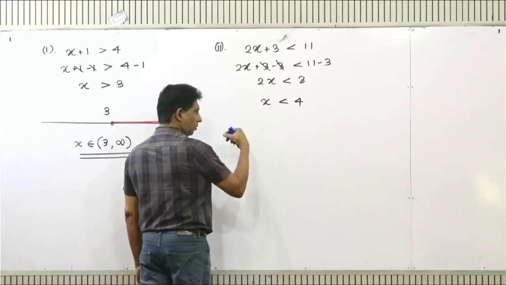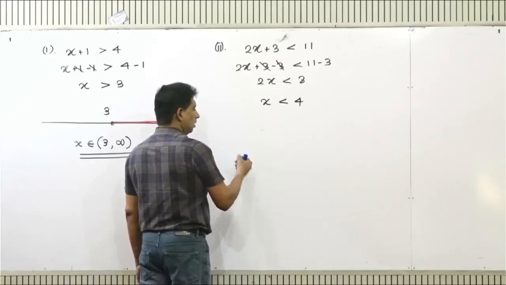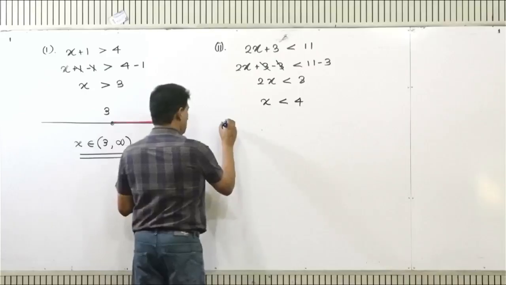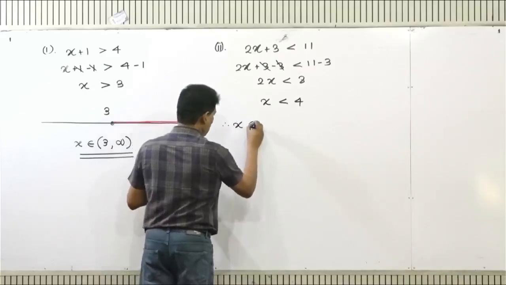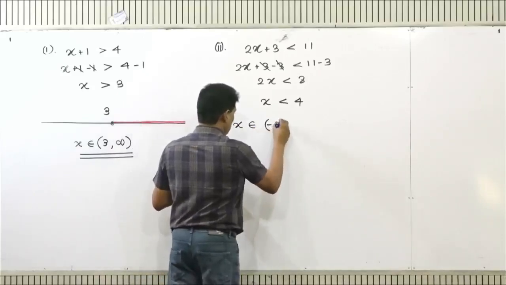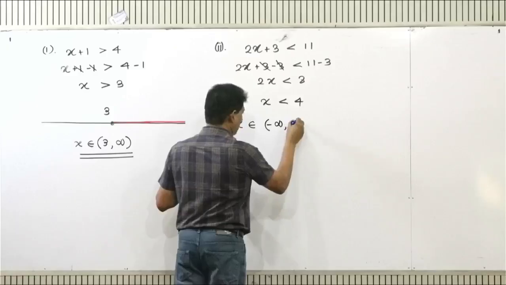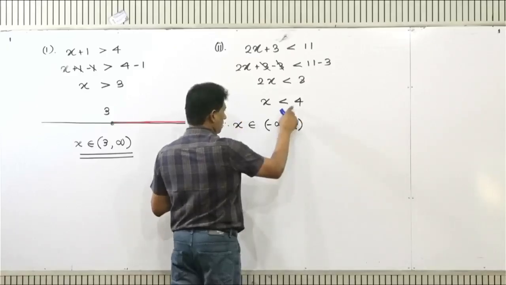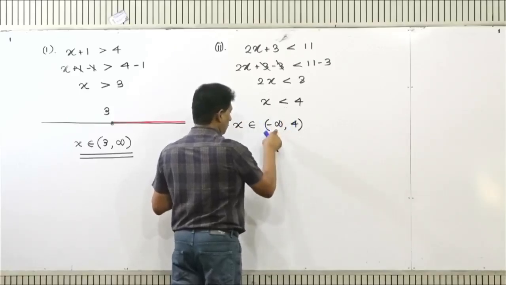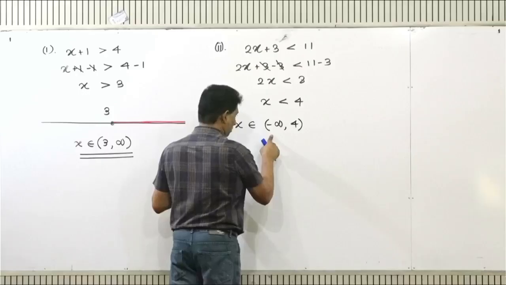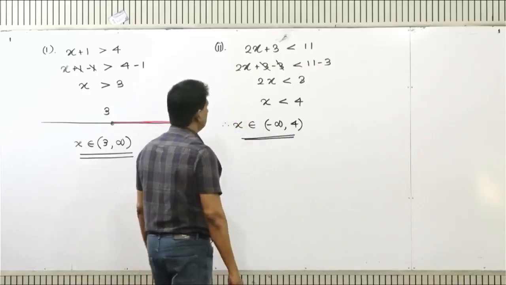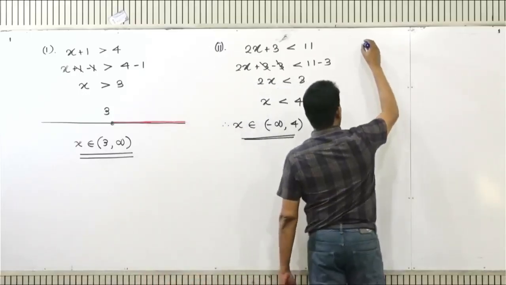x is less than 4 means x can take any value between negative infinity and 4, no? So we can write this solution as a number interval this way: negative infinity comma 4. Here 4 is not a solution, so we put a normal bracket. Negative infinity is not a solution, so on that side also a normal bracket. This is the solution. Now, the third one.